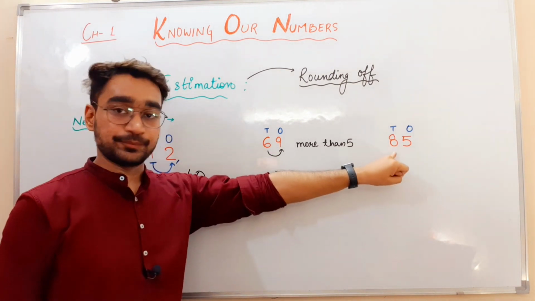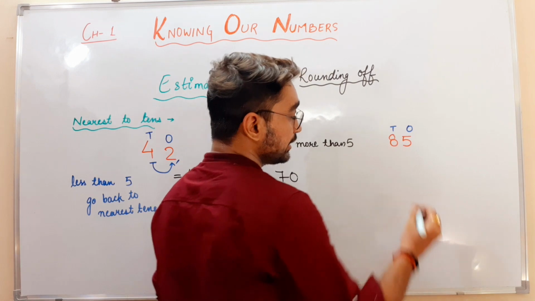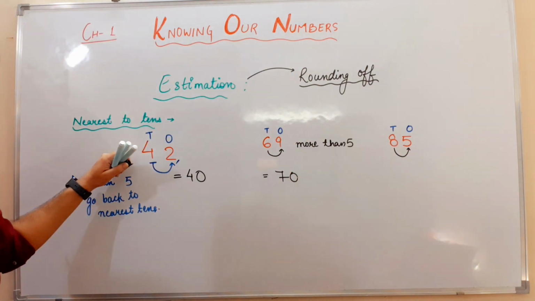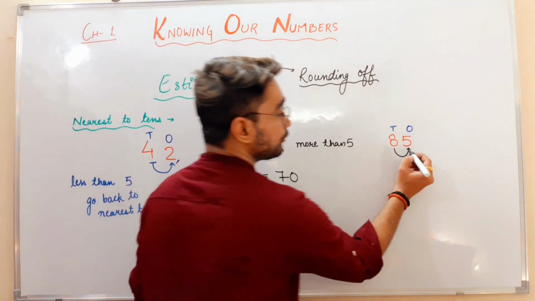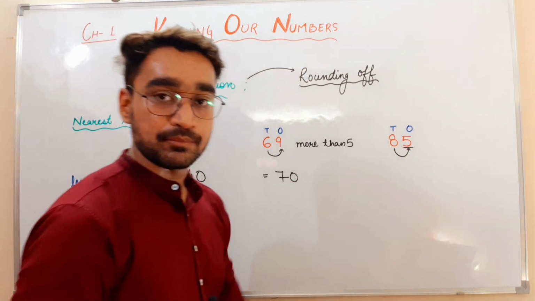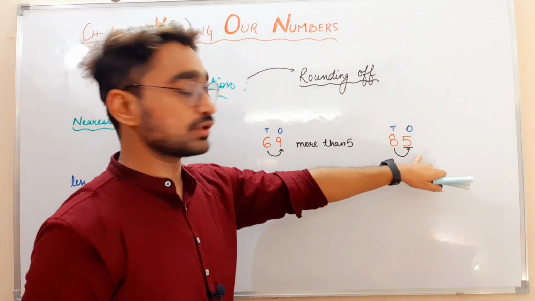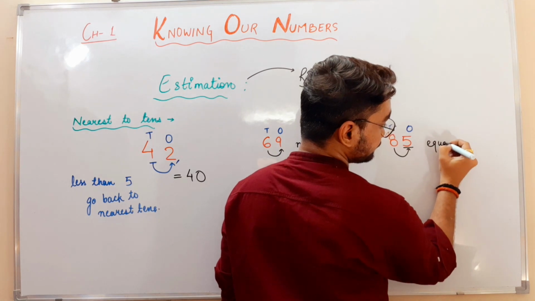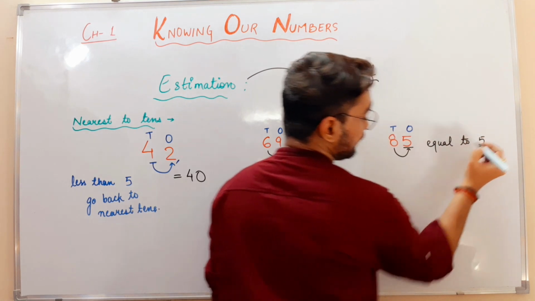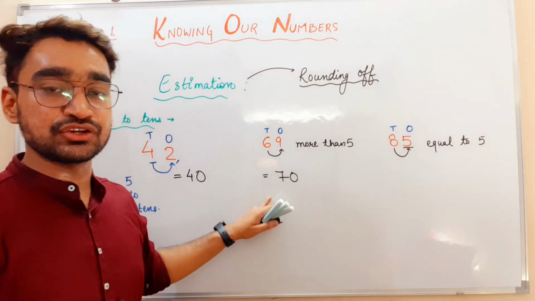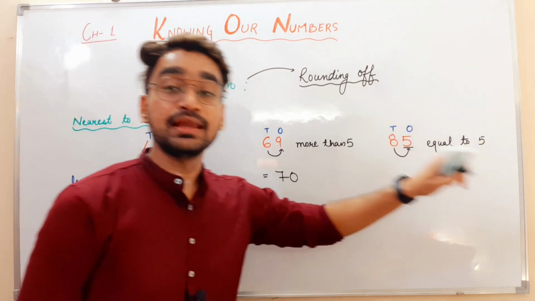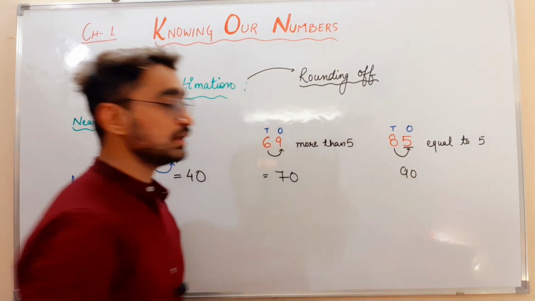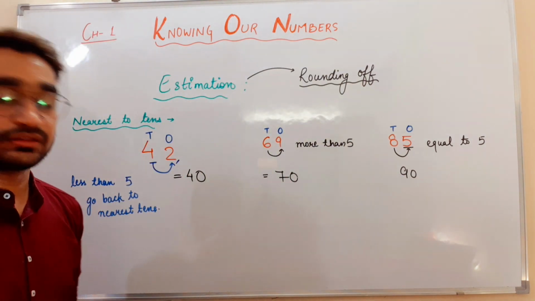Now 85. In this same case also, if I want to round off nearest to tens, nearest to tens means I have to look at 5. Because 8 is on the tens position and nearest to tens is 5. So if the number is equal to 5, the same condition will happen, then it will go forward to the next tens, that is 90. That will be 90. It's very easy.